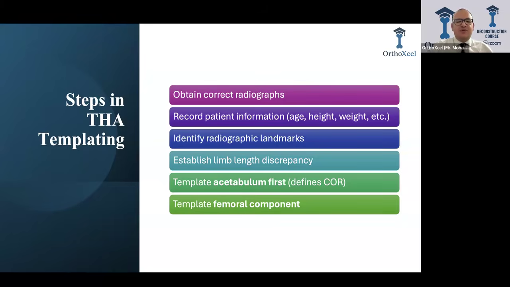It has to have all the patient information. The landmarks have to be there. The leg length discrepancy has to be clear. And then when you start to template, you have to think about templating the acetabulum first, so you can restore the center of rotation of the acetabulum, then start to mimic the stem on it and try to get the center of rotation of the head of the stem following the center of rotation of the acetabulum, so for you to achieve a properly centrally rotated implant.